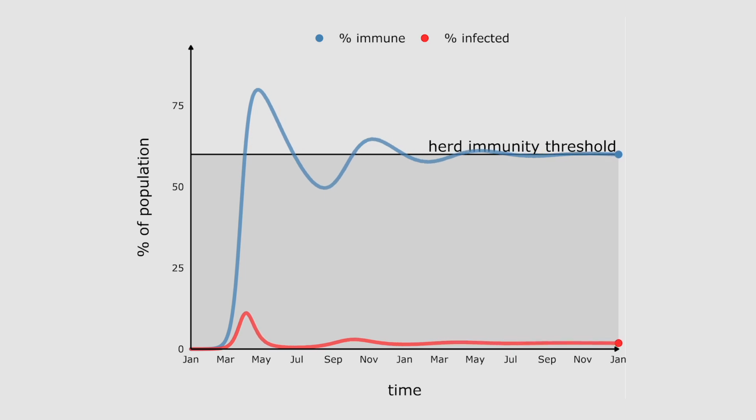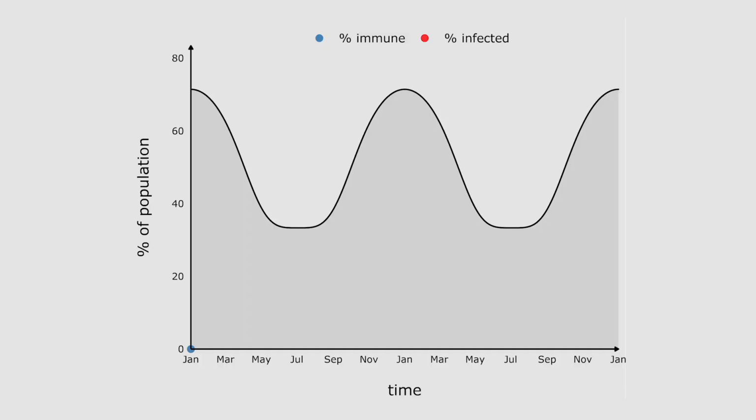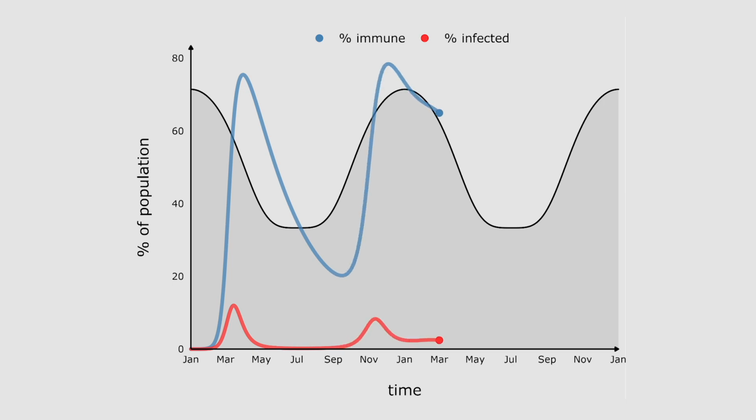Now let's go back to our original question. What happens if there is seasonality in transmission? As I've just explained, the herd immunity threshold is strongly dependent on the transmissibility of the virus. So as the transmissibility goes up and down with seasons, so will the herd immunity threshold. And that's what's shown here by the grey shaded area. So now you see a more complex picture emerging, which is the result of an interaction between waning immunity and the changes in the herd immunity threshold.